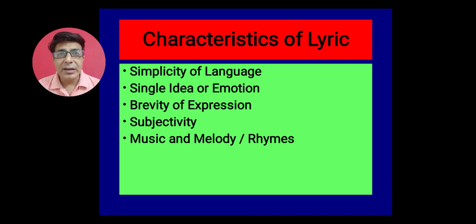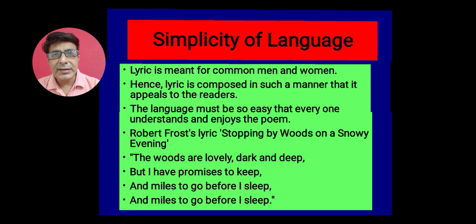Third important characteristic of lyric is brevity. Brevity means not too long. Lyrics have to be very short in size. Fourth one is subjectivity. Subjectivity means the personal element is found in the lyrics. The poet tries to express his personal emotions, and that makes the lyric a subjective poem. And the last and most important quality of lyric is music, is melody and rhymes. One by one, friends, we are going to discuss all these characteristics now.